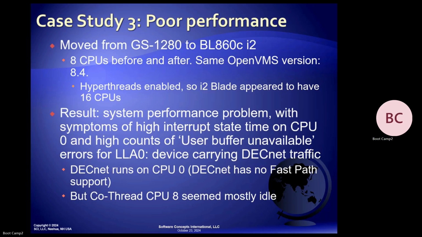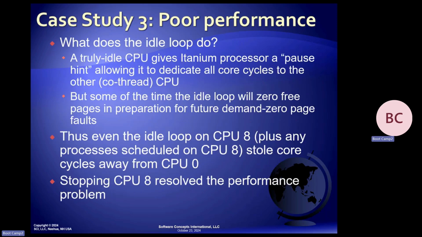Okay. And they thought, well, maybe this has something to do with the co-thread CPU, CPU8. But when they looked at co-thread CPU8, it was mostly idle. So they're saying, well, it's not stealing many cycles. What's going on? But when you think about it a little bit, what does the idle loop on CPU8 do? Well, sometimes it does nothing. It just sits there waiting for work to do in the scheduler loop. But sometimes it'll go on and zero free pages. So CPU8 in this case was apparently going out and zeroing free pages and doing something, stealing CPU cycles from the primary CPU.